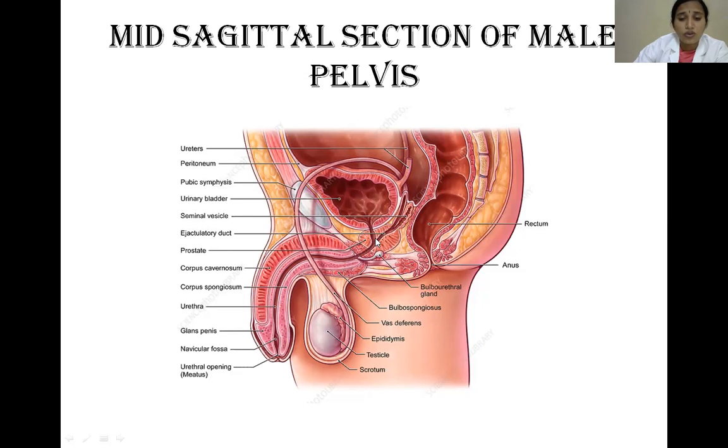Next, here it is a common passage for both the secretion from the urinary bladder and secretion from the male genital system. Both the secretions are mixed together and they are carried through the rest of the part of the urethra.